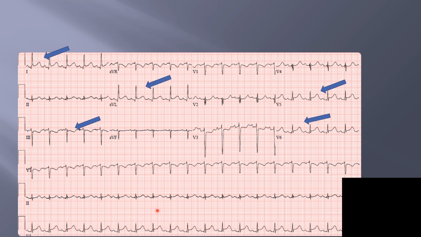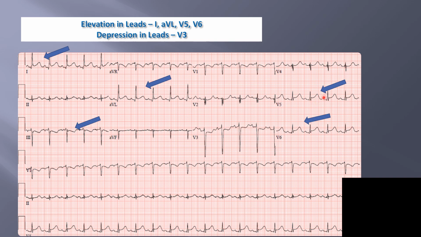This EKG is an example of the lateral wall STEMI. Again, you're going to see the ST elevation in lead 1. You can see there, lead AVL, you can see those elevations, V5 and V6. You're also going to see ST depression in your V leads there.